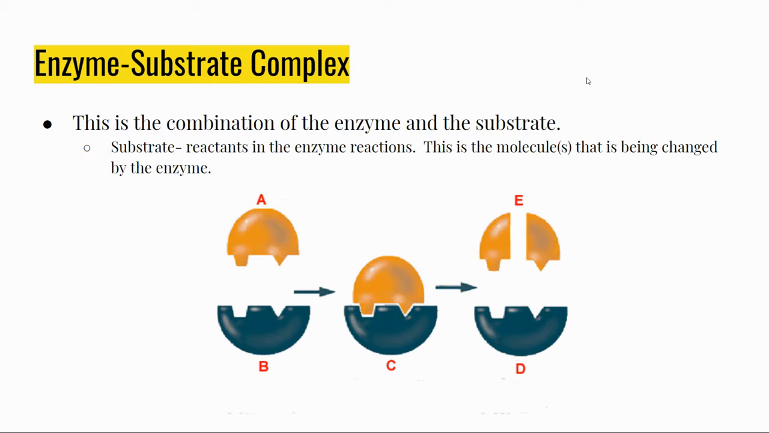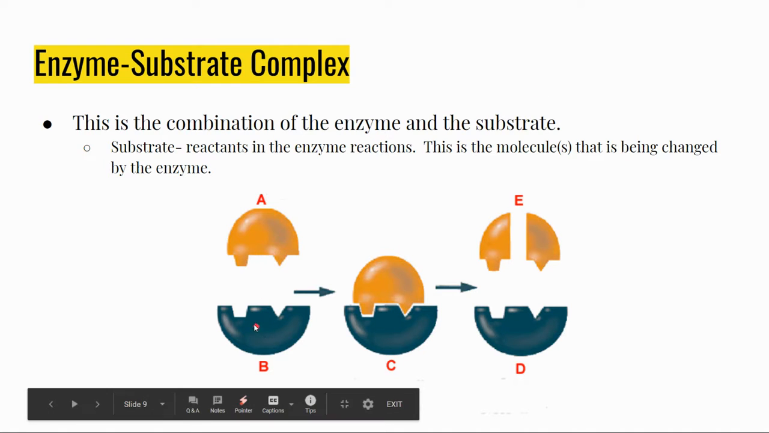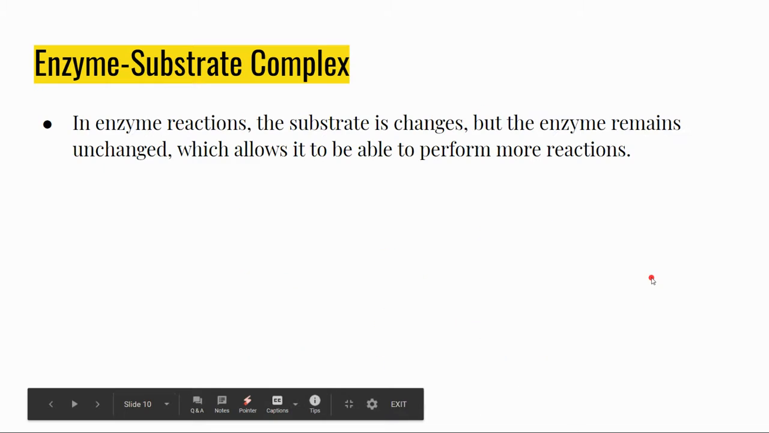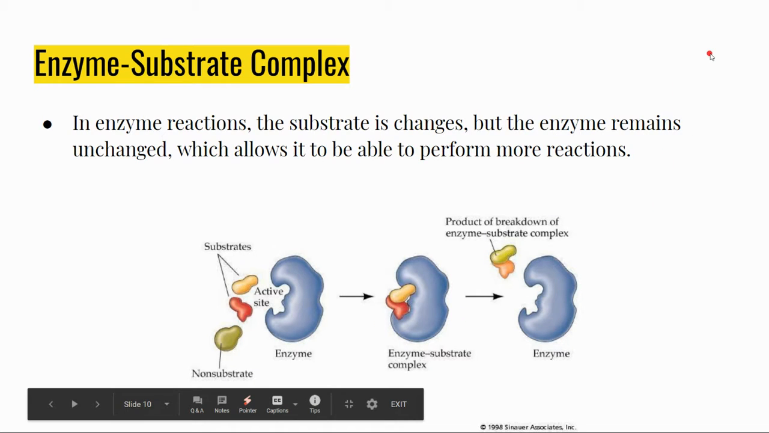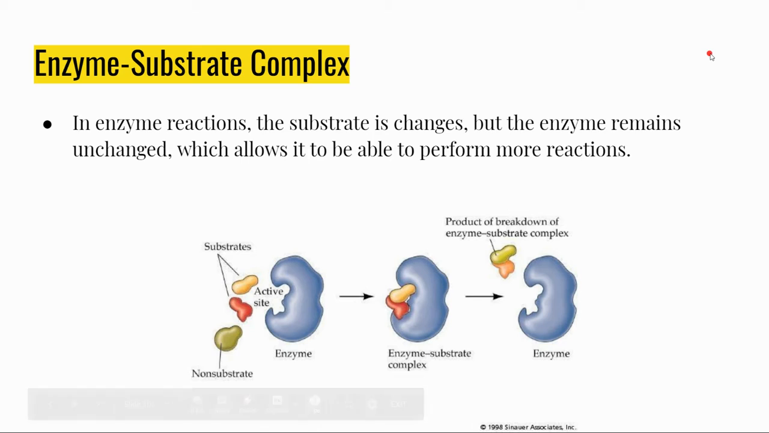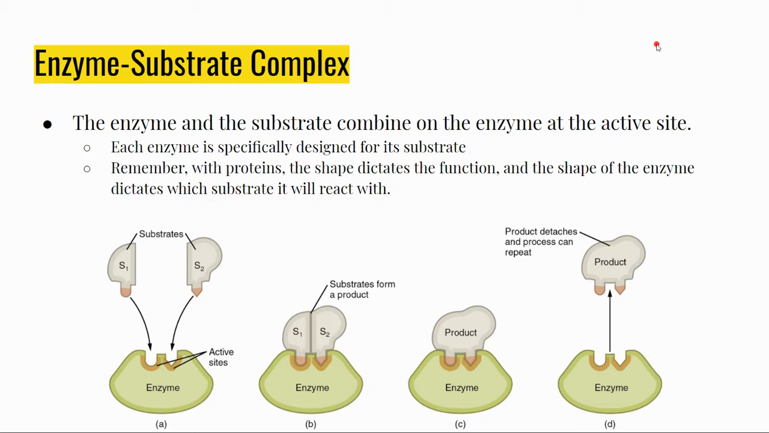So the enzyme substrate complex simply shows how the enzyme is going to attach to the substrate, which will eventually change the substrate, but the enzyme will stay intact so it can do the job over again. In enzyme reactions, the substrate changes, but the enzyme remains unchanged, which allows it to perform more reactions. The enzyme and the substrate combine on the enzyme at the active site.